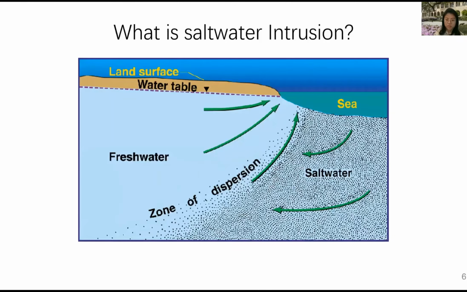Overpumping of groundwater has increased saltwater intrusion in many coastal areas. In previous slides, we saw that water extraction drops the level of fresh groundwater and reduces the water pressure. And this will allow salt water to flow further inland.